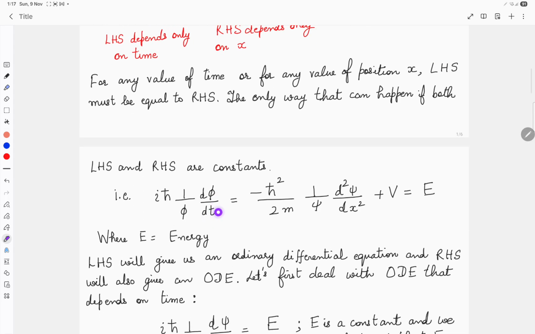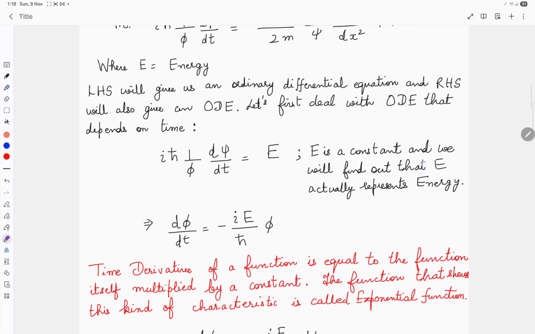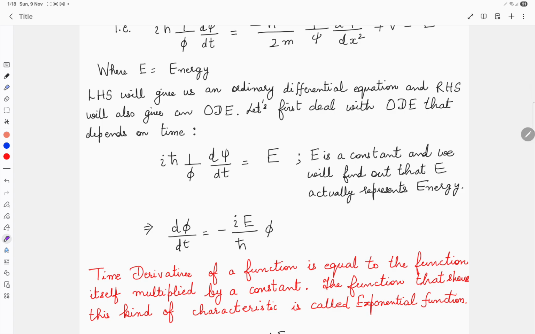So we will get the modification of the previous equation like this. This is the left hand side, it is equal to some constant capital E, and this right hand side is also equal to this constant capital E, and this E is known as the energy. Now if you take out only the left hand side and equate it to a constant capital E, that means we have turned a partial differential equation into an ordinary differential equation. So left hand side will give us one ordinary differential equation and right hand side will also give an ordinary differential equation.